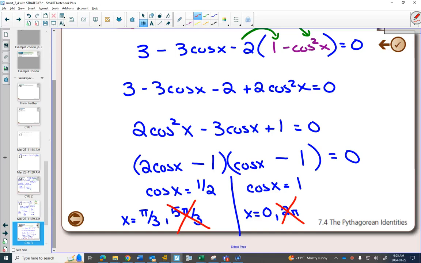So I solved like normal from 0 to 2 pi. Then I rechecked my domain. It was only between 0 and 3 pi over 2. So these are the only 2 answers.